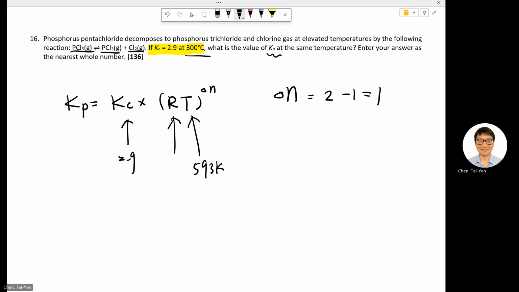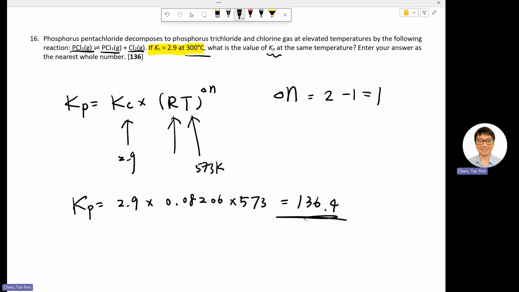Okay? That means your Kp can be computed using 2.9 times R. Make sure you use the correct one, okay? 0.08206 times T, which is 573. And then it will give you a value of 136.4. Okay, so that's how you compute your Kp.